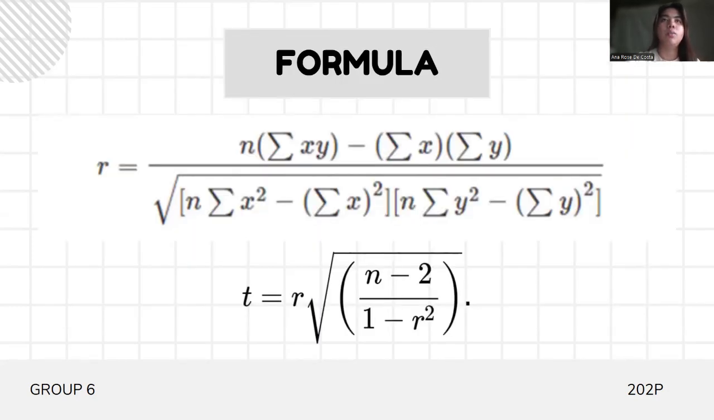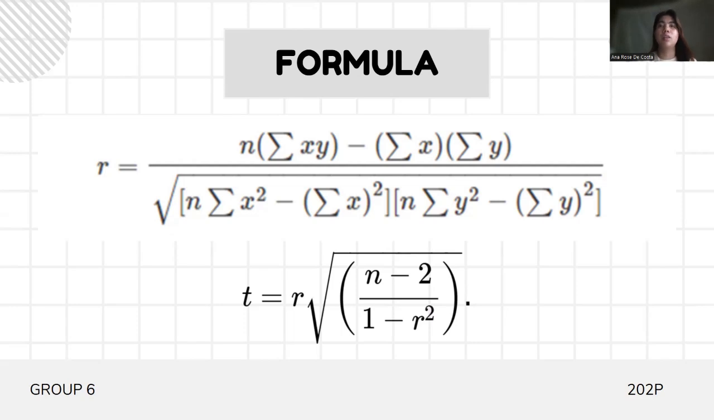For our formula, r is equal to n times the summation of xy minus the summation of x times the summation of y, over the square root of n times the summation of x squared minus the summation of x squared, multiplied by n times the summation of y squared minus the summation of y squared, where n is the quantity of information, summation of x is the total of the first variable value, the summation of y is the total of the second variable value, summation of xy is the sum of the products of the first and second value, the summation of x squared is the sum of the squares of the first value, and the summation of y squared is the sum of the squares of the second value.